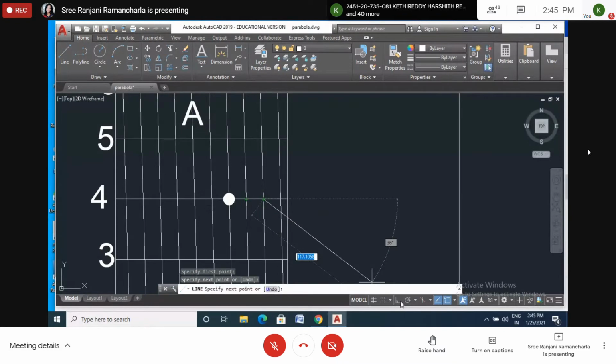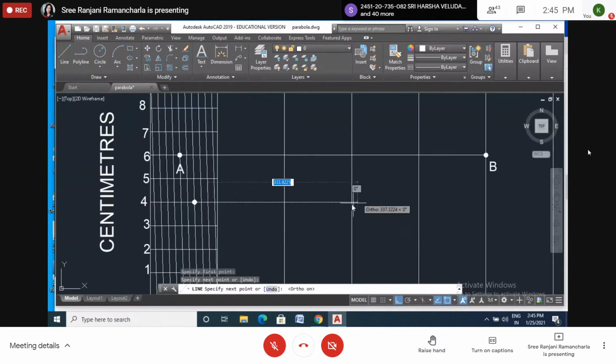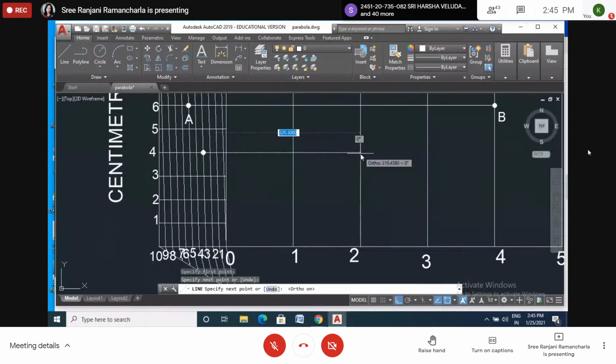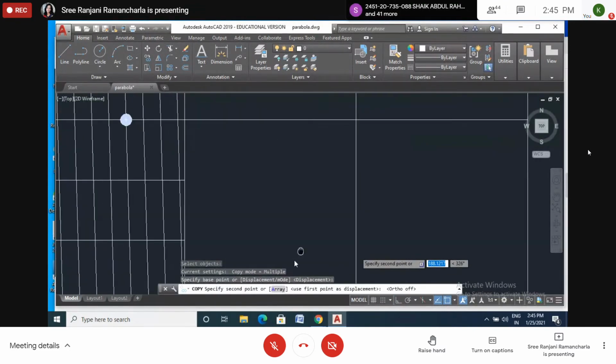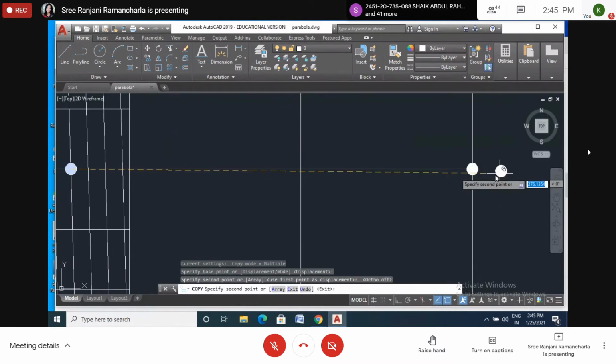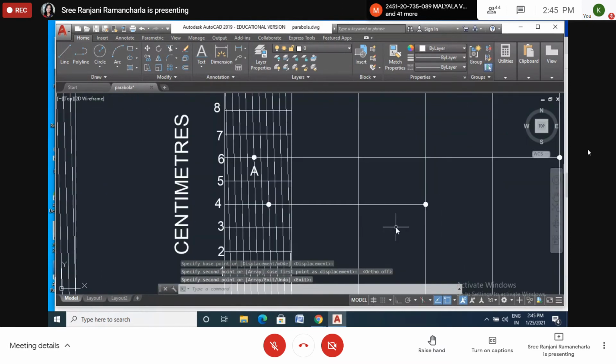Now here I want to select so that it comes as a straight line. If you select ortho, then it will show a straight line. So where do I have to stop? At 2, right? Here is 2. So I will stop here. Then again I want to copy the point. I will remove the ortho. Okay, like this. Now this one I will name CD.